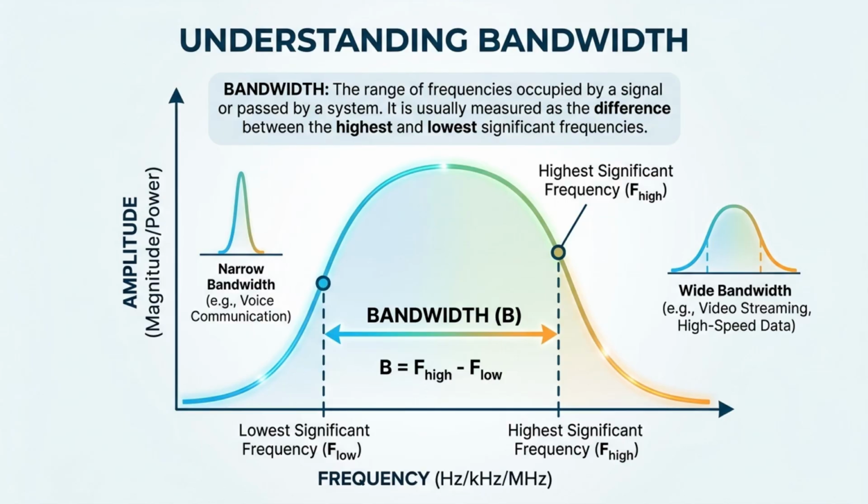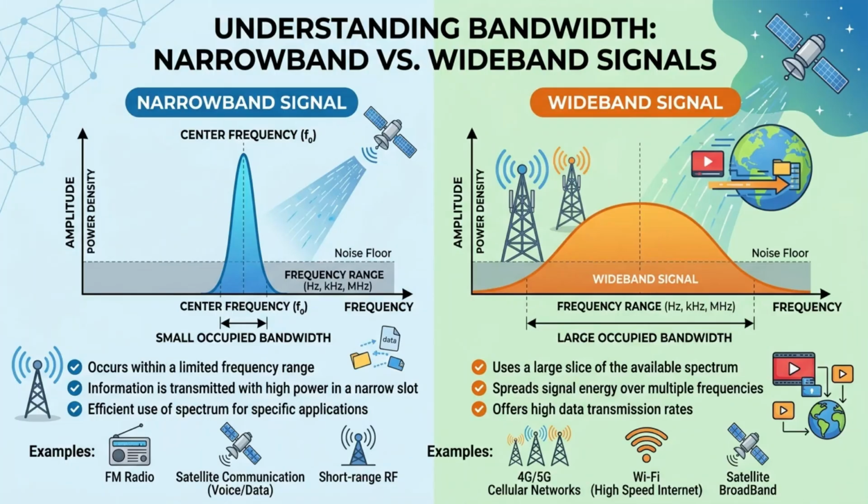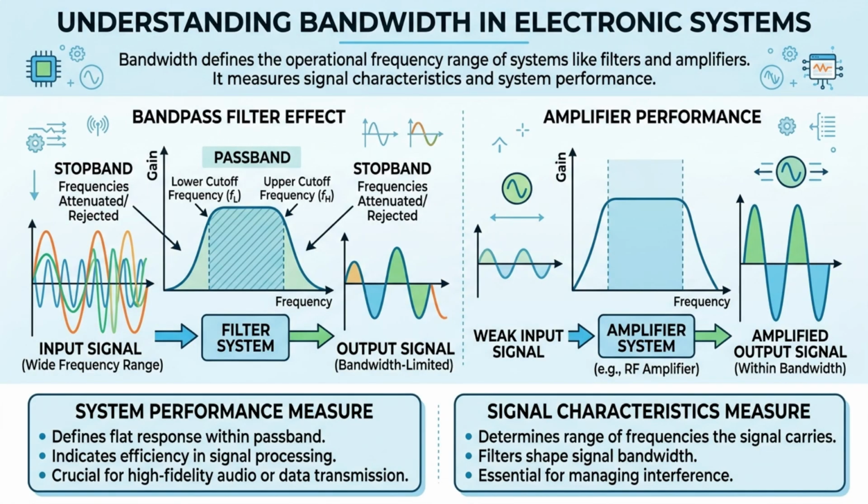It is usually measured as the difference between the highest and lowest significant frequencies present in the signal or system response. For signals, bandwidth describes how much spectrum is needed to transmit information. A narrowband signal occupies a relatively small frequency range, while a wideband signal occupies a much larger portion of the spectrum. For systems such as filters and amplifiers, bandwidth describes the frequency range over which the system operates effectively. Frequencies outside this range are often attenuated or rejected. As a result, bandwidth serves as a fundamental measure of both signal characteristics and system performance.